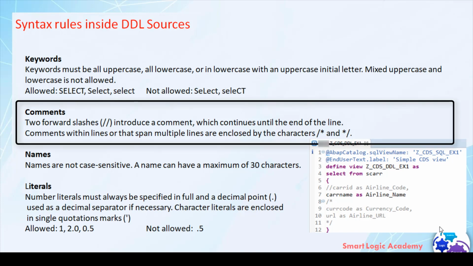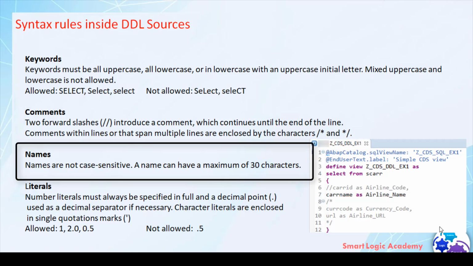If you want to comment a single line, then use 2 forward slashes, and if you want to comment out multiple lines, then you have to enclose those multiple lines that you want to comment out by the characters slash star and star slash. CDS view names and SQL view names are not case sensitive and the maximum length is 30 characters.